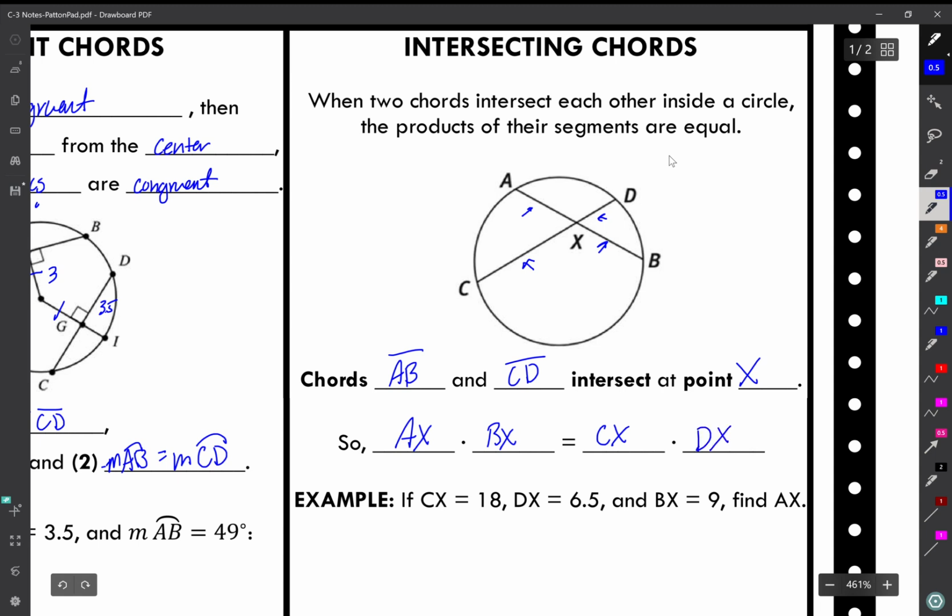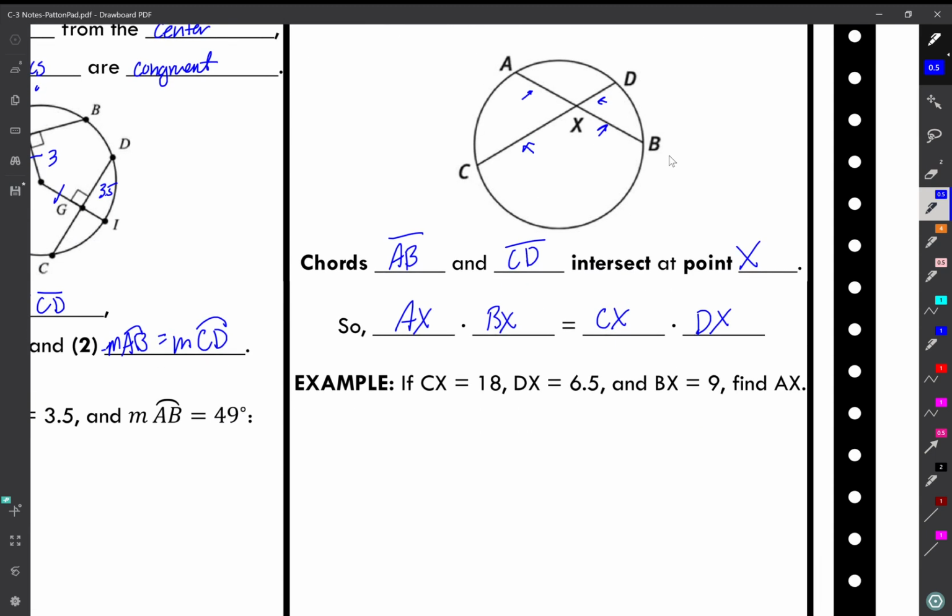So let's look at an example. CX was 18. DX was 6.5. BX is 9. And then we want to find AX. Let's call it X. Okay? So let's multiply what we know. We're going to do the 9 times the X right here equals 18 times 6.5.